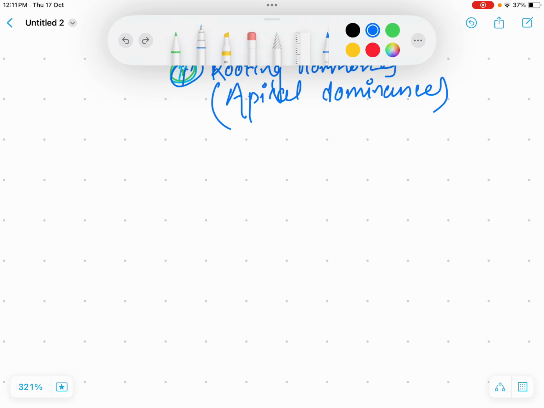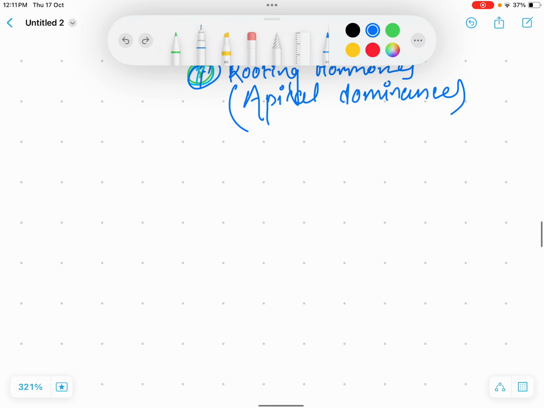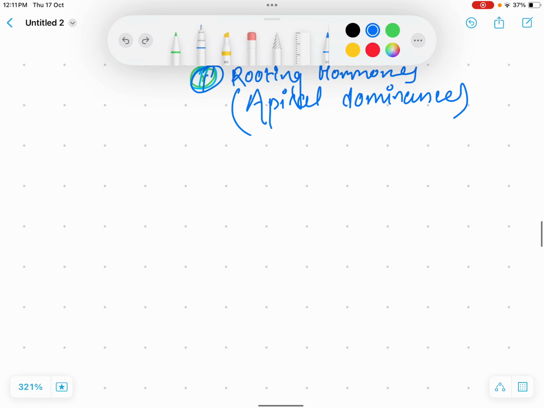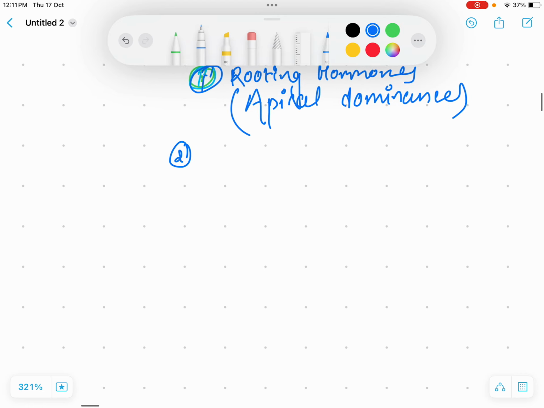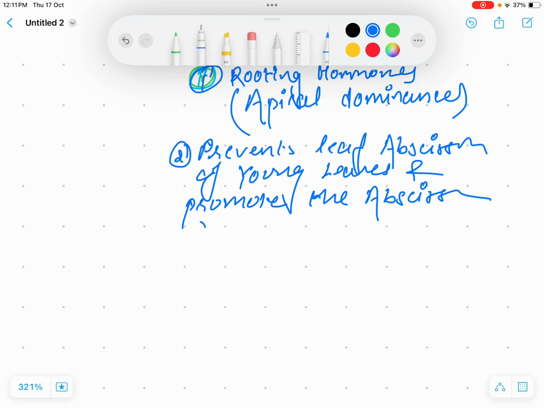Now let's take another function: abscission. You know abscission. Auxin prevents leaf abscission of young leaves and promotes the abscission of old leaves. What does this mean?